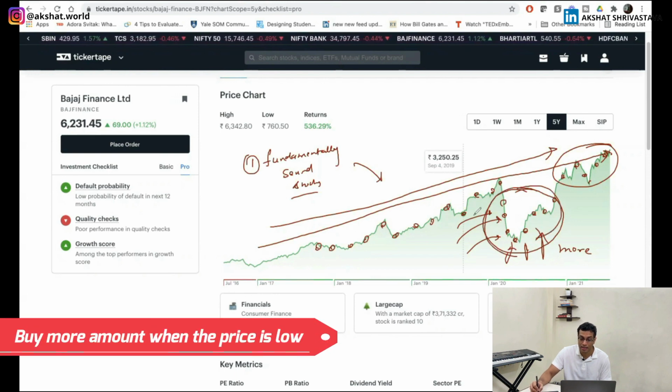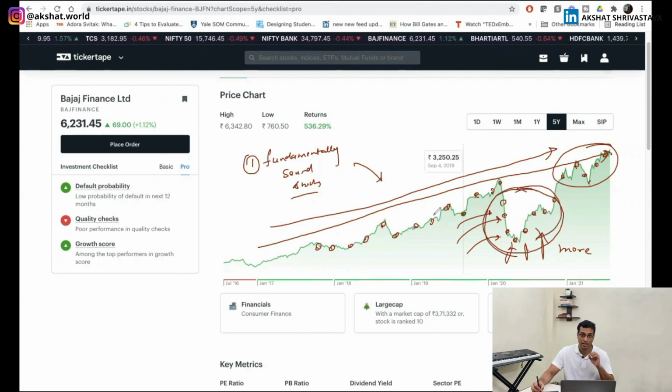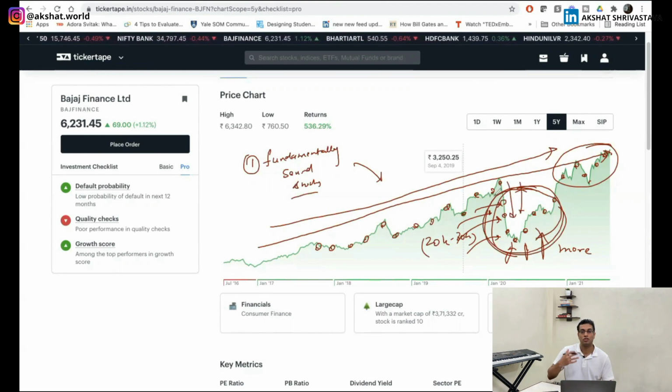So rather than investing 10,000 rupees, if every red dot indicates 10,000, you must invest 20,000, 30,000, right? When the stock is falling. So that way you get even higher returns, right? Why would you be doing it? Because you know that this is not a falling knife, right? This stock will come up when the circumstances improve.